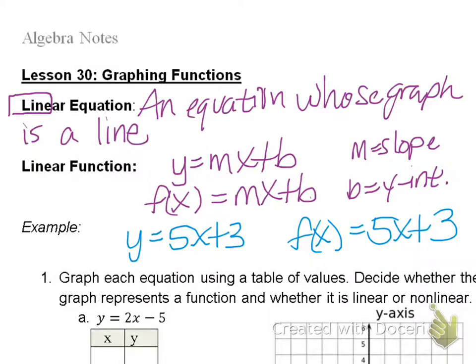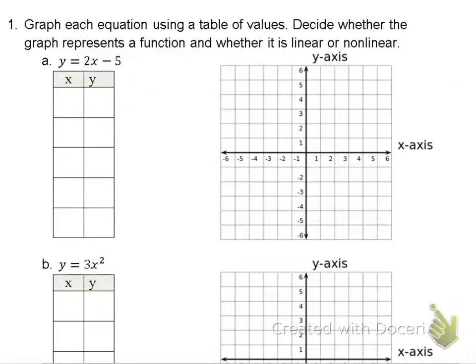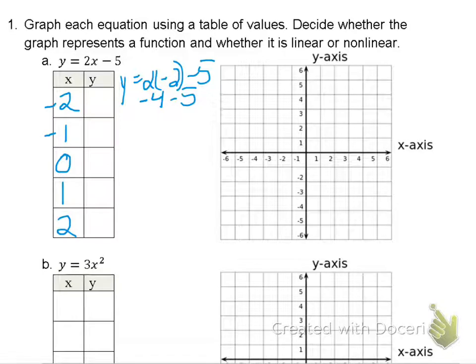Alright, so let's look at a couple of graphs. First one we're going to look at is y equals 2x minus 5. We're going to graph this equation by filling in x values. I usually try to put 0 in the middle of my table of values and then do a couple negatives and a couple positives for x. So if we fill in negative 2, we're going to have y equals 2 times negative 2 minus 5. So 2 times negative 2 is negative 4, and negative 4 minus 5 is negative 9.